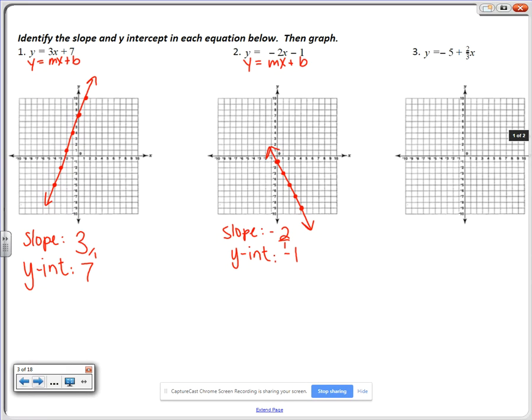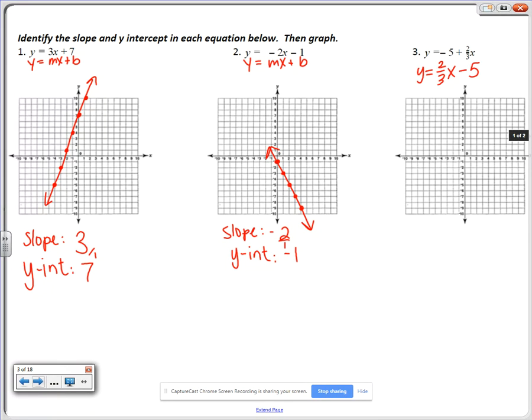There's something that's a little bit wrong with this, though. Look at number 3. What's wrong with that? It's out of order. Do you guys see how the mx part is at the end and the b part is in the middle? It's still the same. I just want you to switch it. So it'll be y equals 2/3 x minus 5.